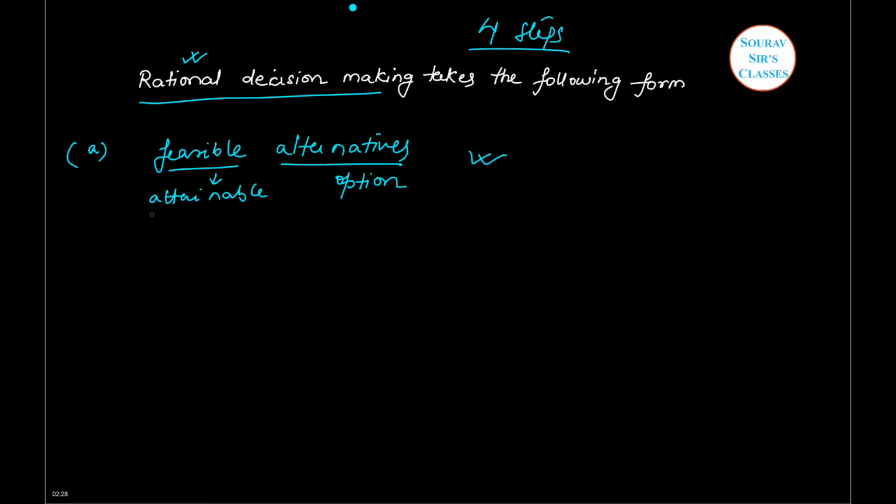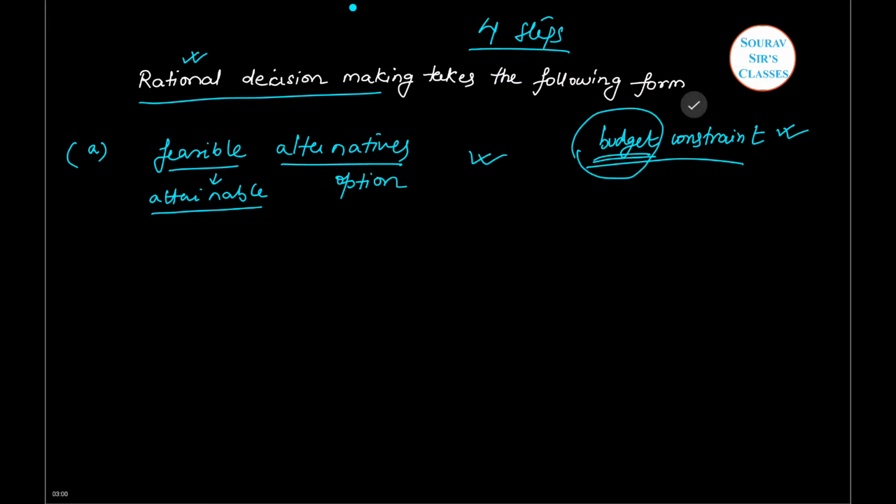Why is the question of attainable? Because there is generally a budget constraint. It is not that when you go to the market, you can buy whatever you want to. You have to check your purse or your wallet. That means you have to keep a check on your income, your budget, because you cannot end up buying something which is not affordable given your budget. So whatever is a feasible alternative, you will take into consideration all of them.